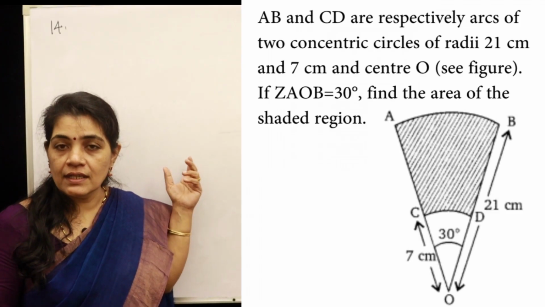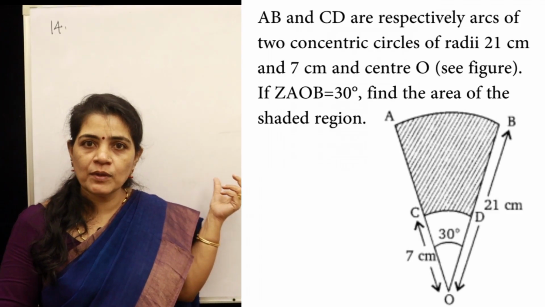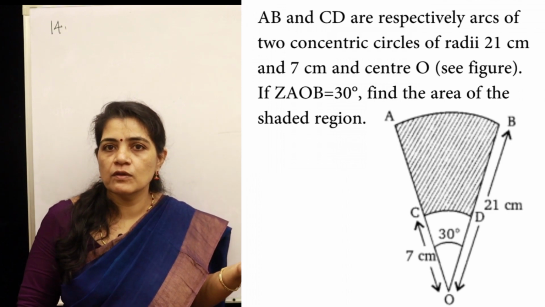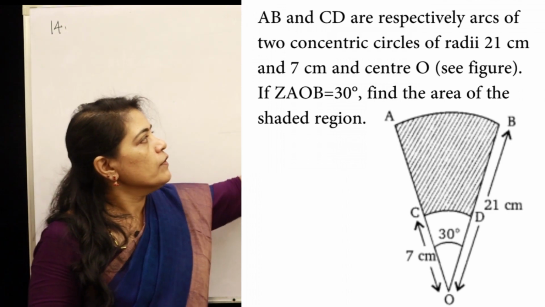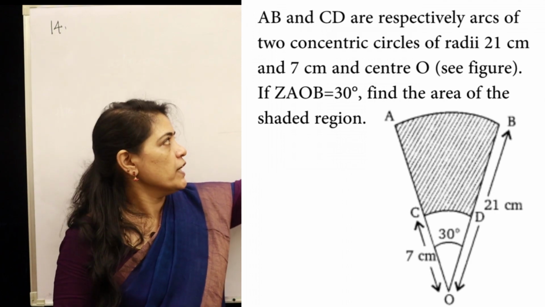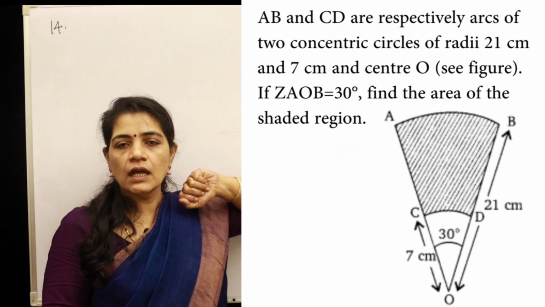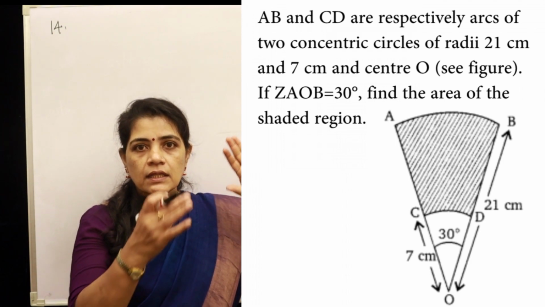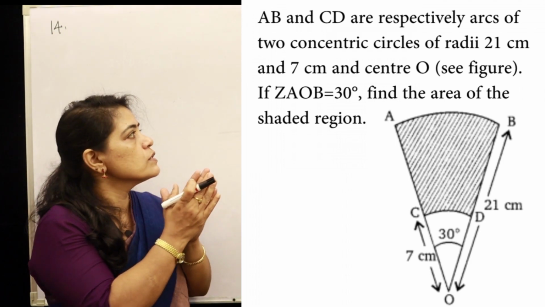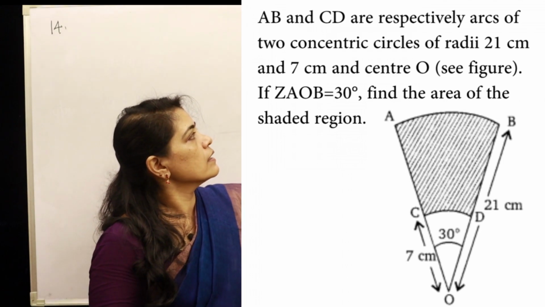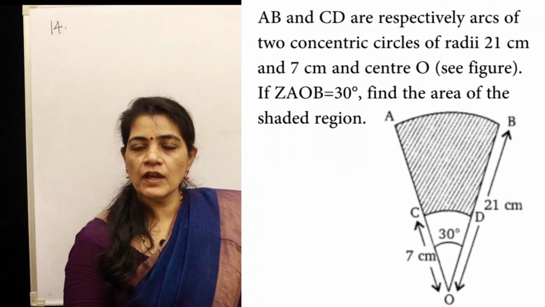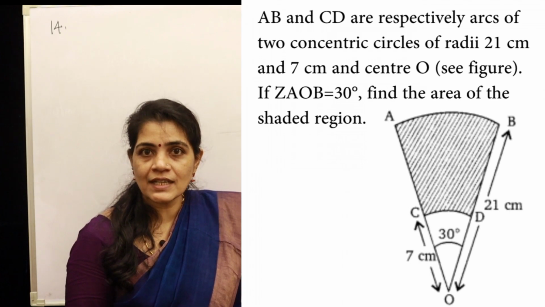We are going to start the 14th problem. This is a very simple problem, but many times this question is also asked in the board examination. Here we have to again find the area of the shaded region. It is very clear that this is a region enclosed by two radii and its corresponding arc. That means we have to apply the concept of sectors.